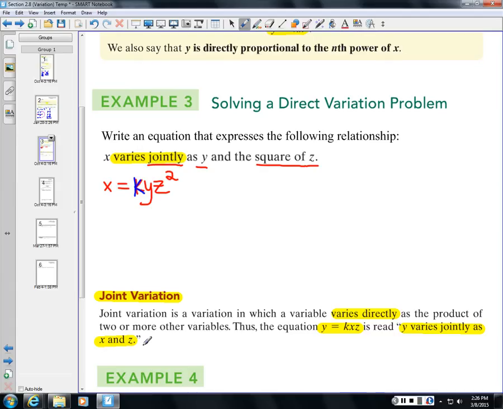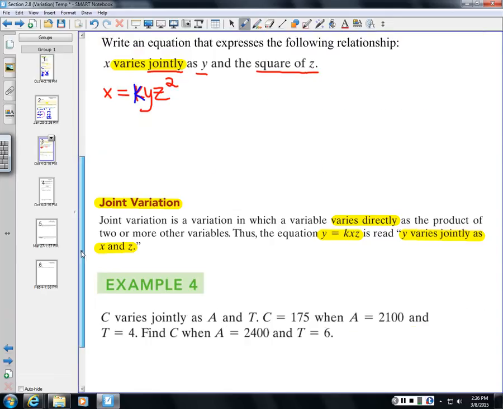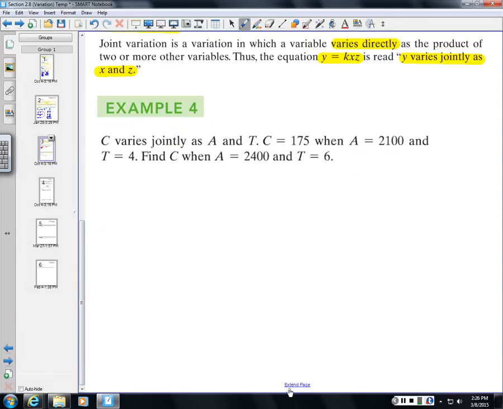It's your constant. Okay, so again, not working that one out, just going to set that one up. And then we can expand that to example 4, where we're going to set it up, and then we will go through and actually solve this. So we have c varies jointly as a and t. And then they tell me what to start plugging in.